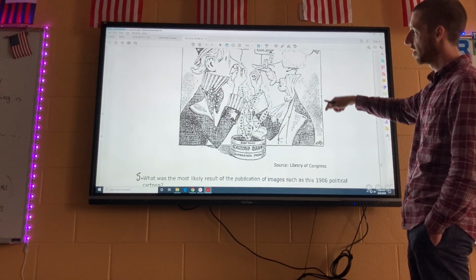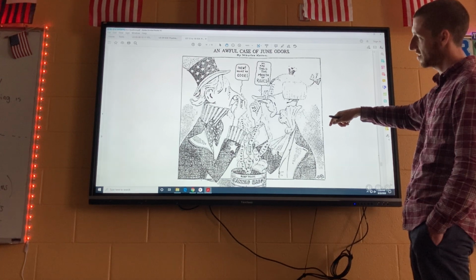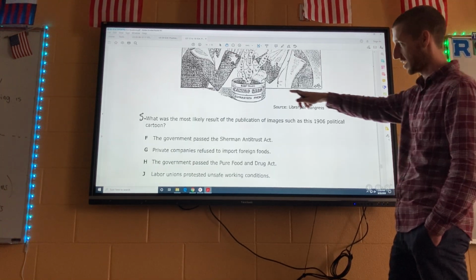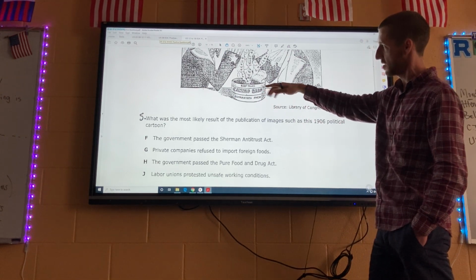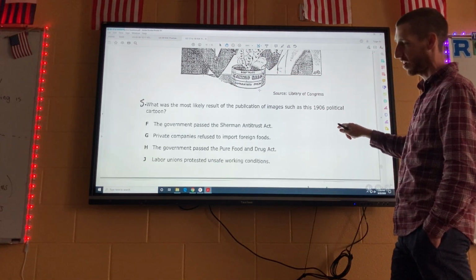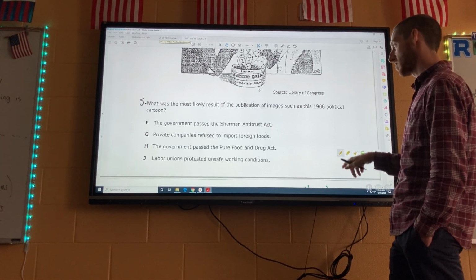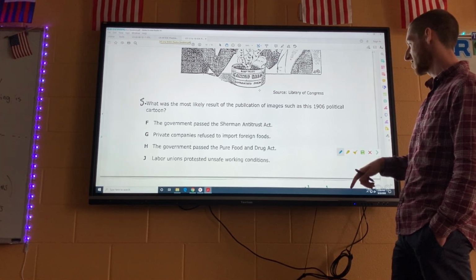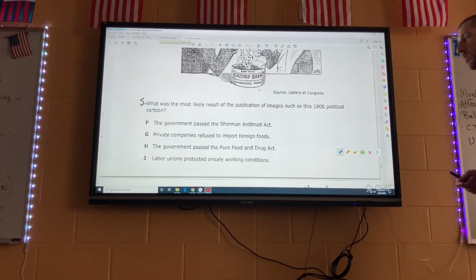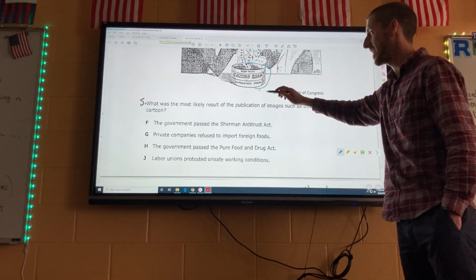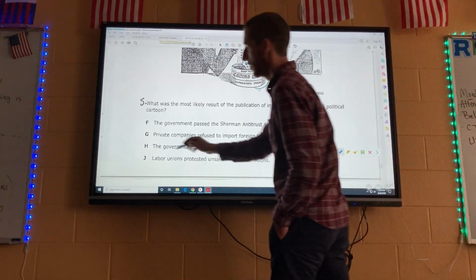Phew, what an odor. And yes, this is the month of roses. So if you take a look, it says canned beef, guaranteed fresh beef trust, putrefied beef trust, cholera. Cholera is a bad sickness. Ew, not good. So what was most likely the result of the publication of images such as this 1906 political cartoon? Well, it says canned beef, and it's putrefied, it's nasty, it's gross, so it's going to be H.